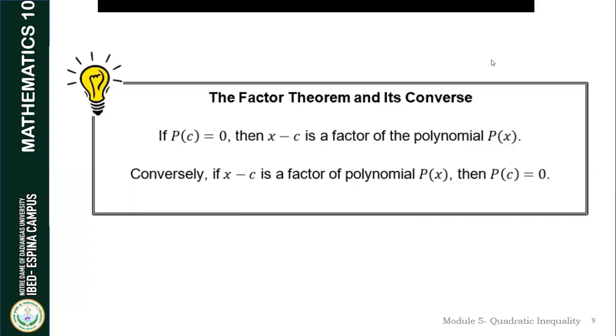Okay, so our factor theorem reads: if p of c is equal to 0, then x minus c is a factor of the polynomial p of x. Conversely, if x minus c is a factor of p of x, then p of c is equal to 0. Basically, the process of solving for the remainder and the factor theorem are just the same. So titignan lang natin, automatically, if the remainder becomes 0, then we can say that the binomial x minus c is a factor of the polynomial p of x.